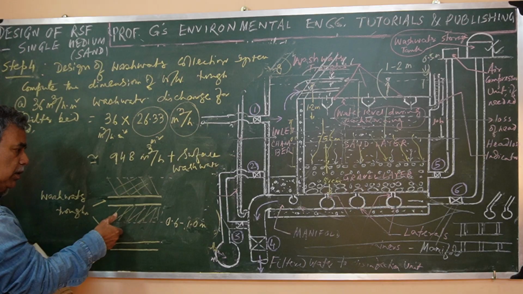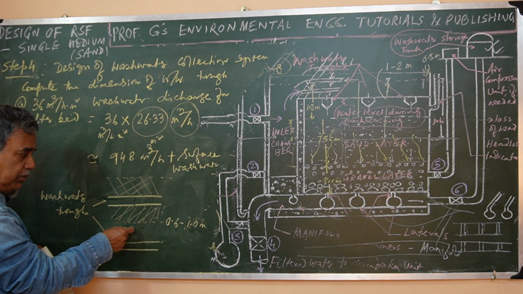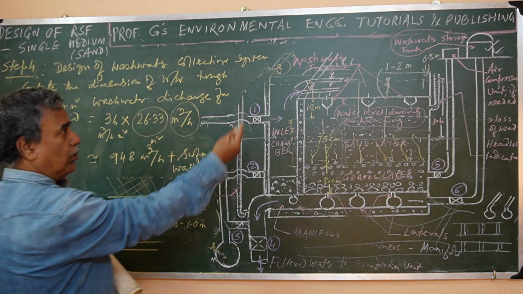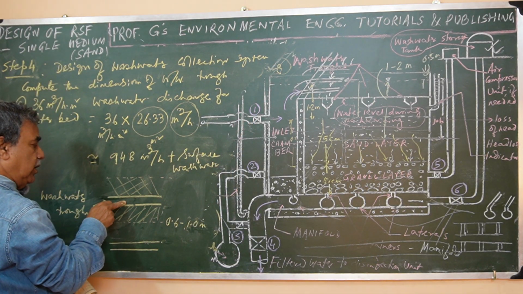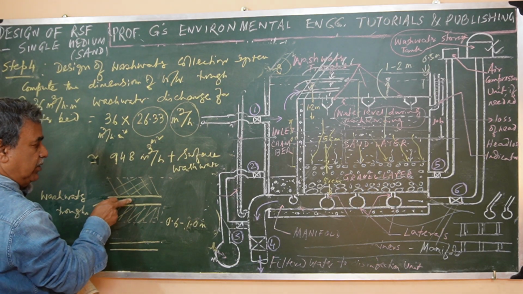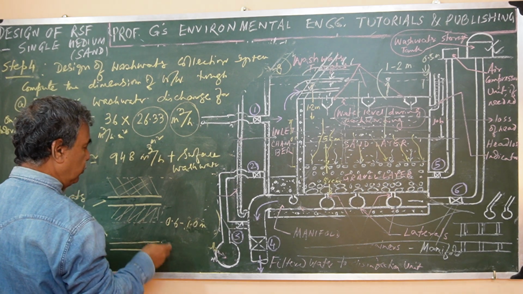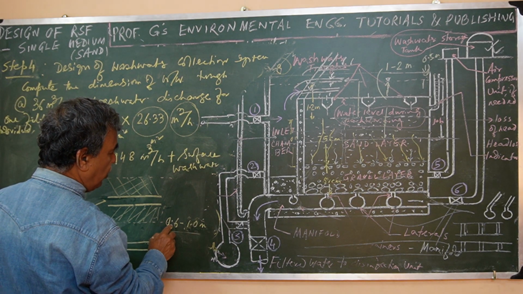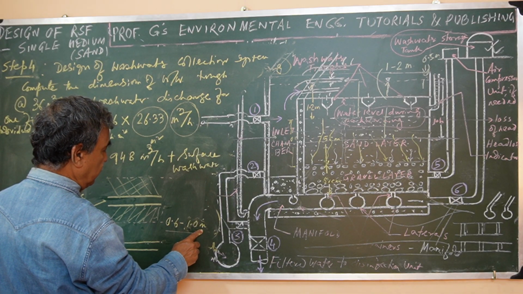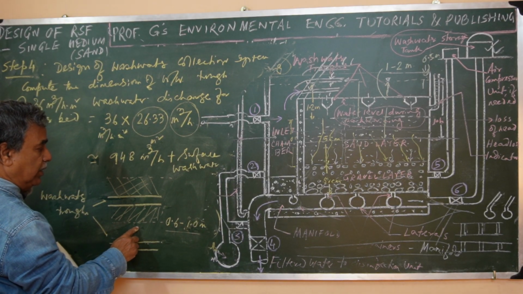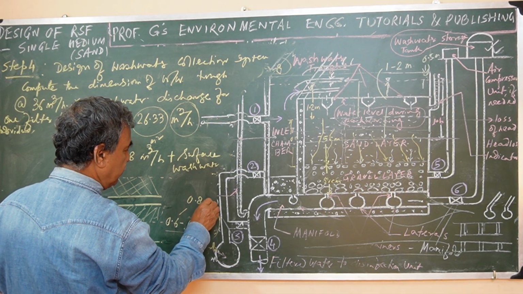That means the maximum travel of the dirt materials while backwashing, to get cleared into the trough, could be 0.6 to 1 meter or so, right? So accordingly we will design. Suppose we are taking the average value, that is 0.8 meter.